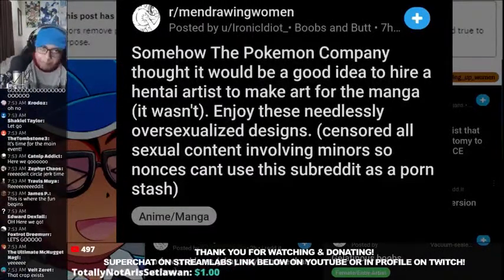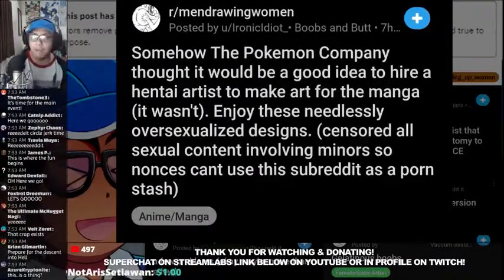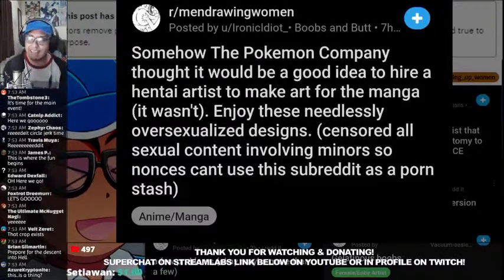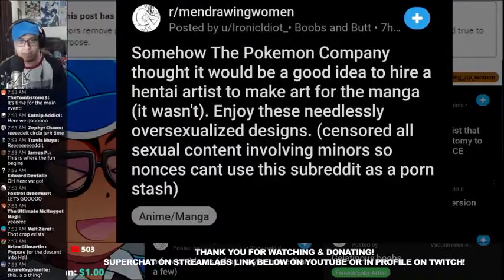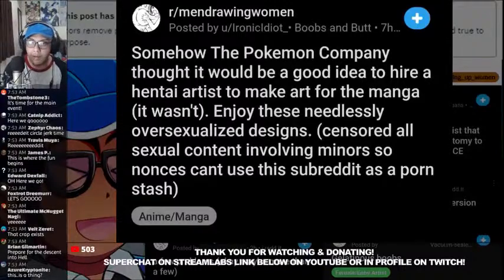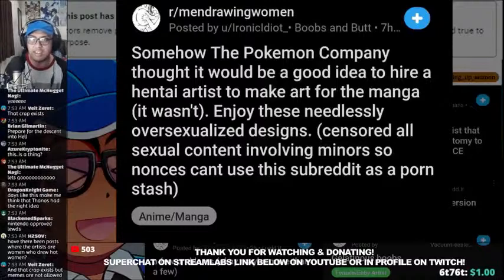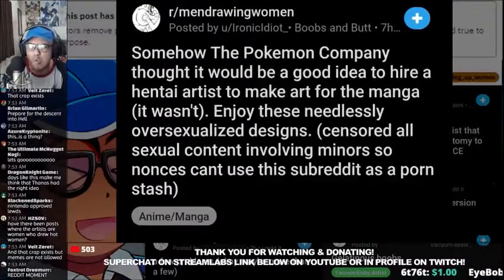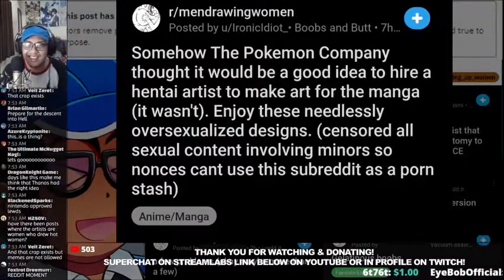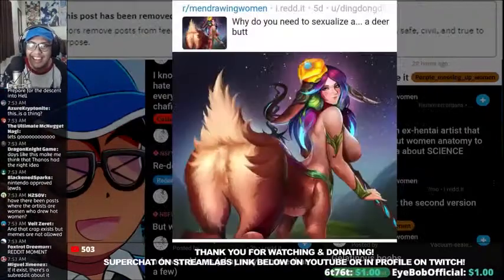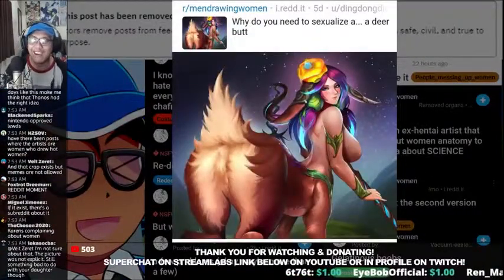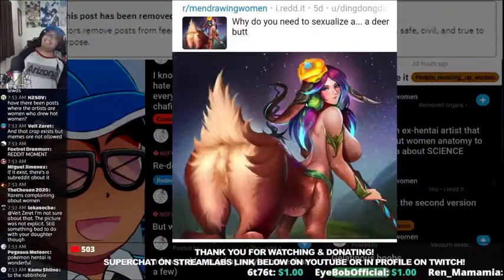Okay, we'll see. Somehow the Pokemon company thought it would be a good idea to hire a hentai artist to make art for the manga. It wasn't. Enjoyed these needlessly over-sexualized designs. Censored all sexual content involving minors so nonsense can't use this subreddit as a porn stash. Ooh. Seriously? Ooh, damn.